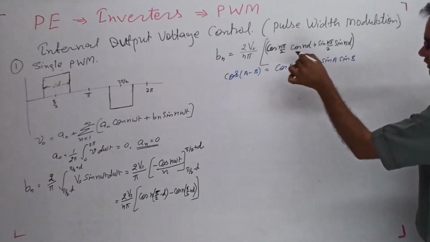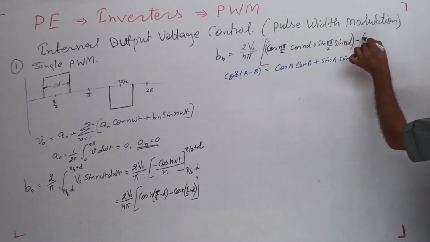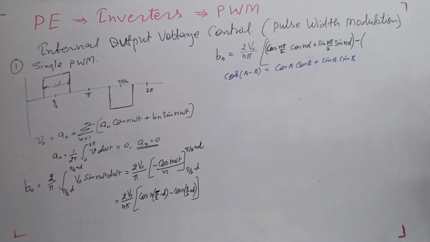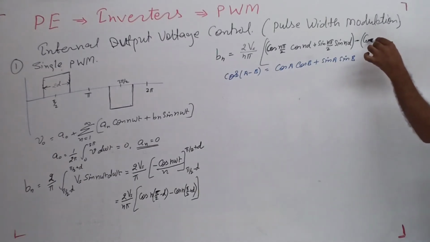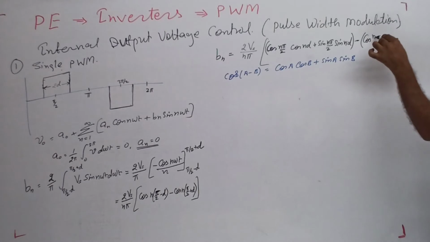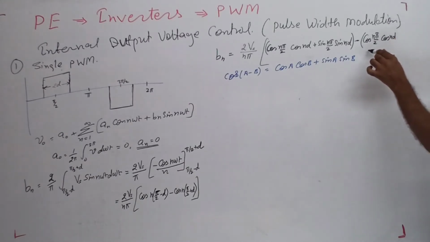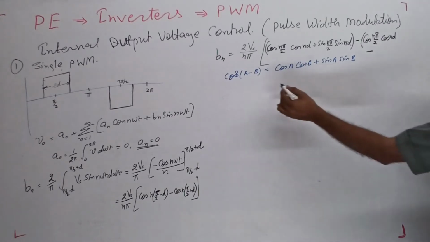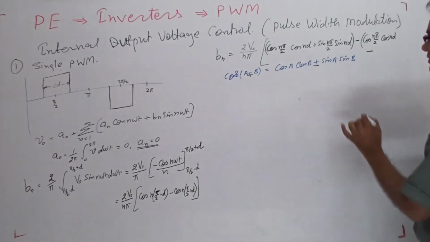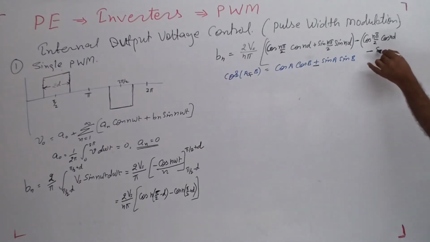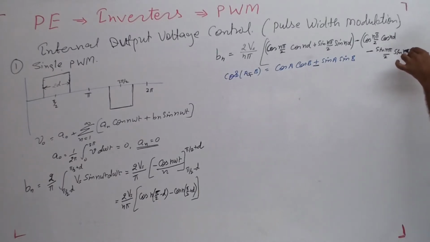This is for the first one, minus cos the same, the cos n pi by 2, cos n d. Here the minus, if it is plus then it is minus, so it is minus sin of n pi by 2 sin of n d. So this is the value.